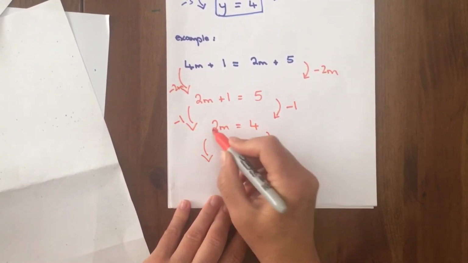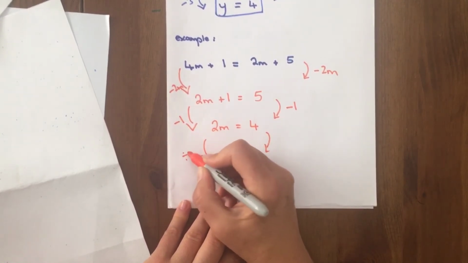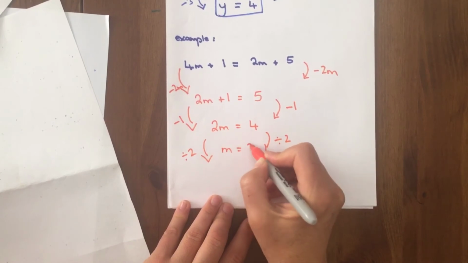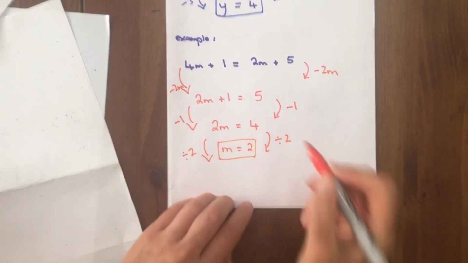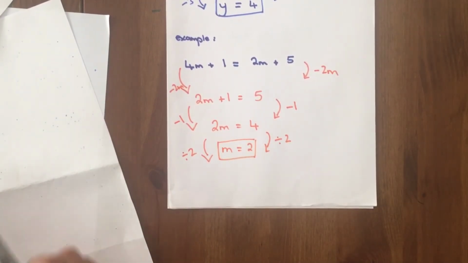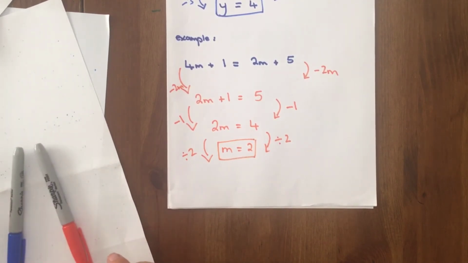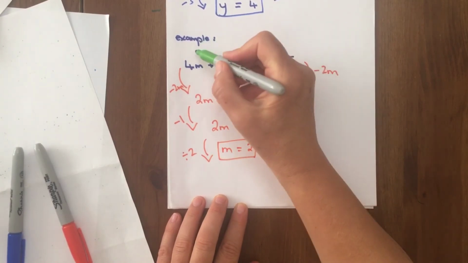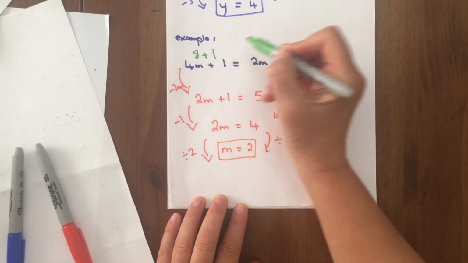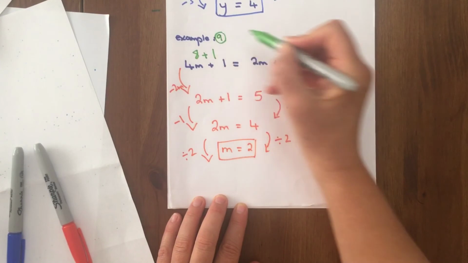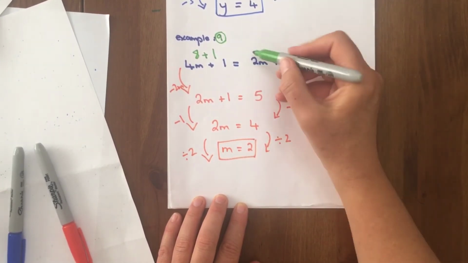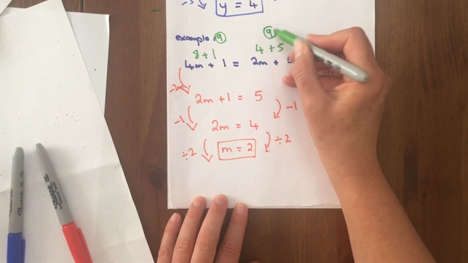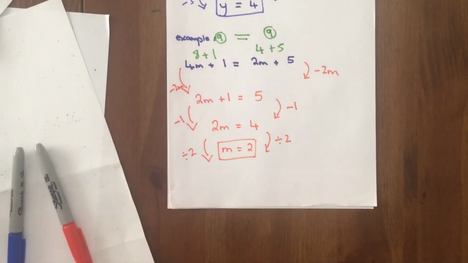Okay, what's the opposite of timesing by 2? Is to divide by 2. So I've got m equals 2. And there's my answer. Okay, let's just double check that. Make sure we're completely right. So if m is 2, 4 times 2 is 8. 8 plus 1 is 9. Here, if m is 2, 2 times 2 is 4, plus 5 is 9. So they are equal. So we are correct.